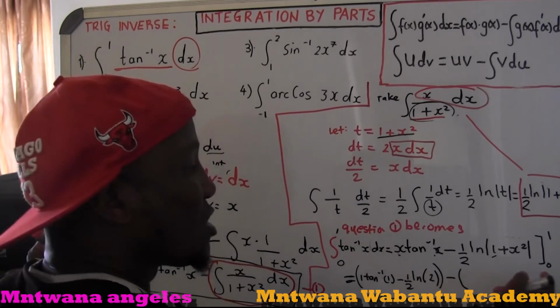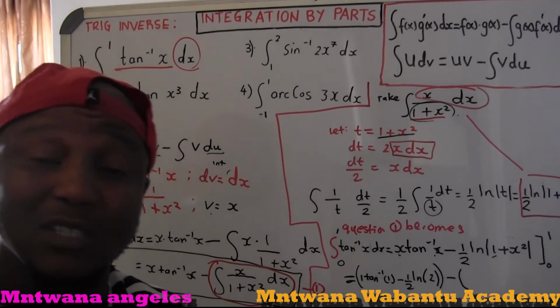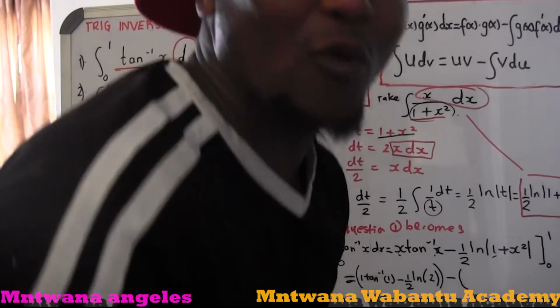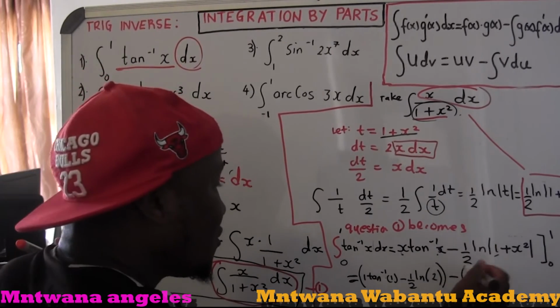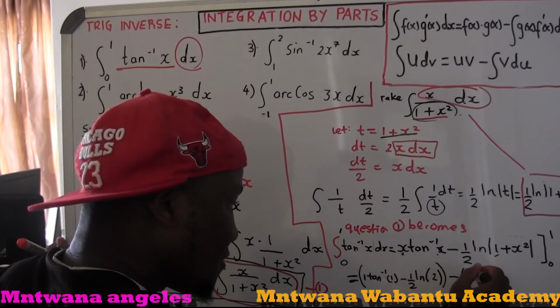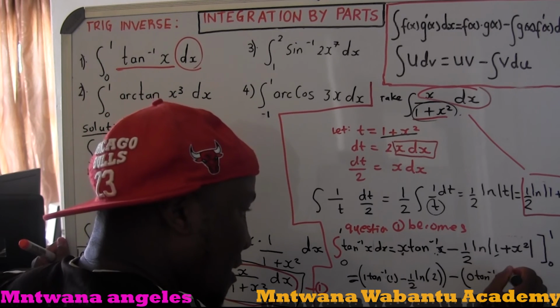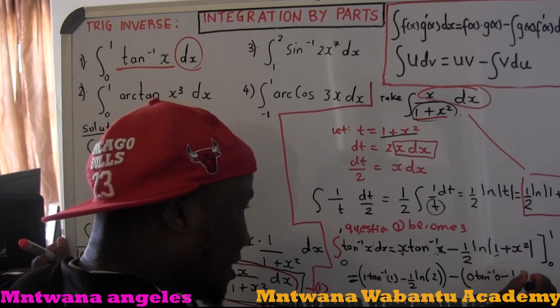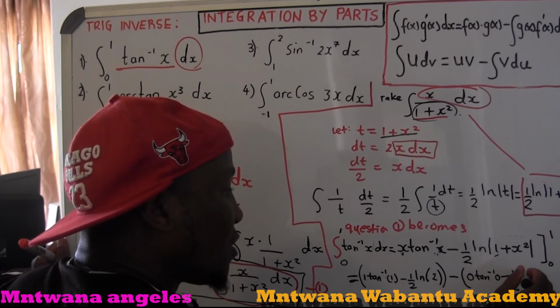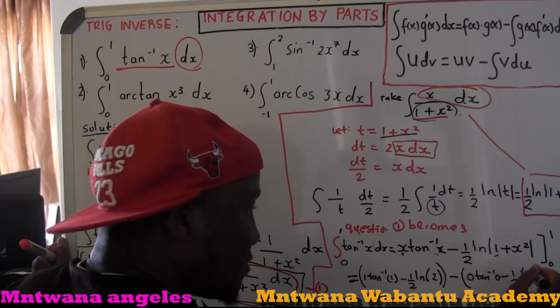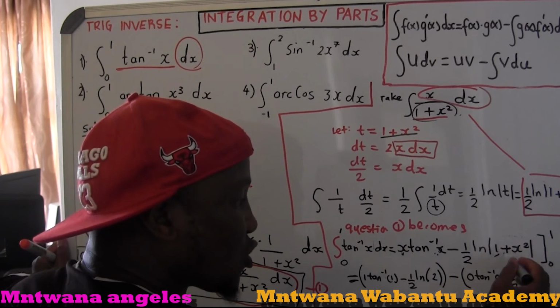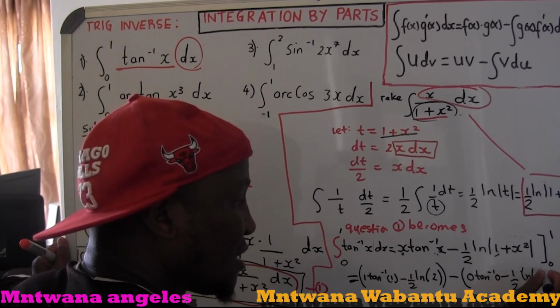I've already substituted the upper limit. Now minus, we take the lower limit also, the same way. So now I'm going to take 0, and 0 is going to come here. 0 tan inverse of 0 minus a half ln of 1 plus 0 squared, which is 0, so 1 plus 0 equals 1.